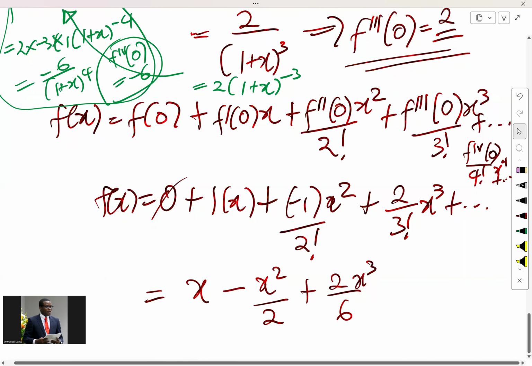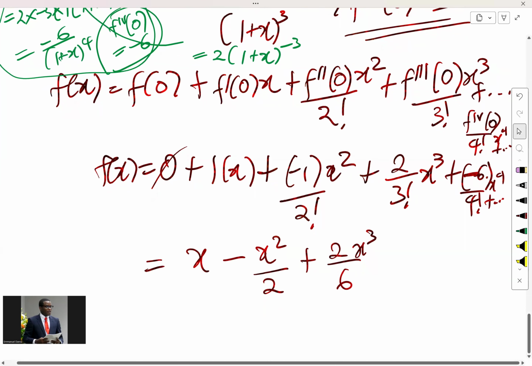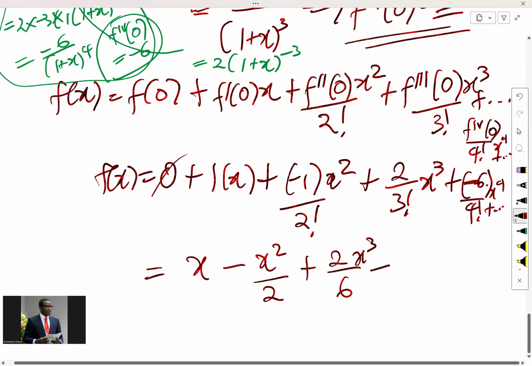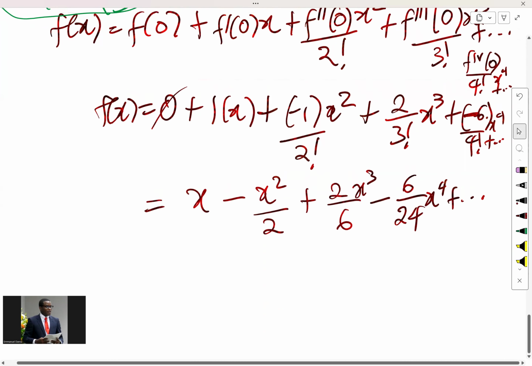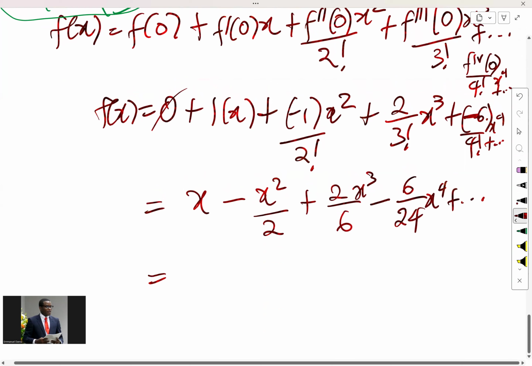So that means f'''' of 0, you have already seen that it is minus 6. So we have minus 6 over 4 factorial, then x raised to 4 plus the rest. So from that, we can get more points. Plus and minus is minus. So 6 over 4 factorial is 24, x raised to 4 plus all the rest. So that f of x here is the same as ln(1 + x), which is all this.